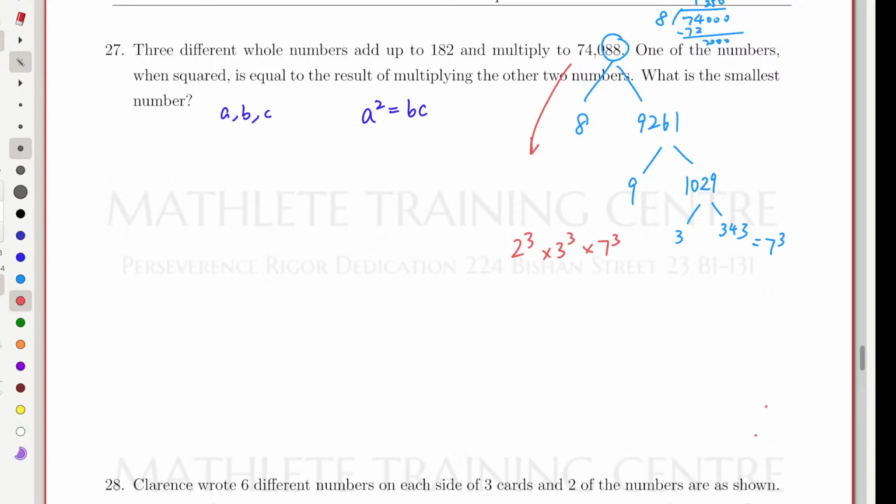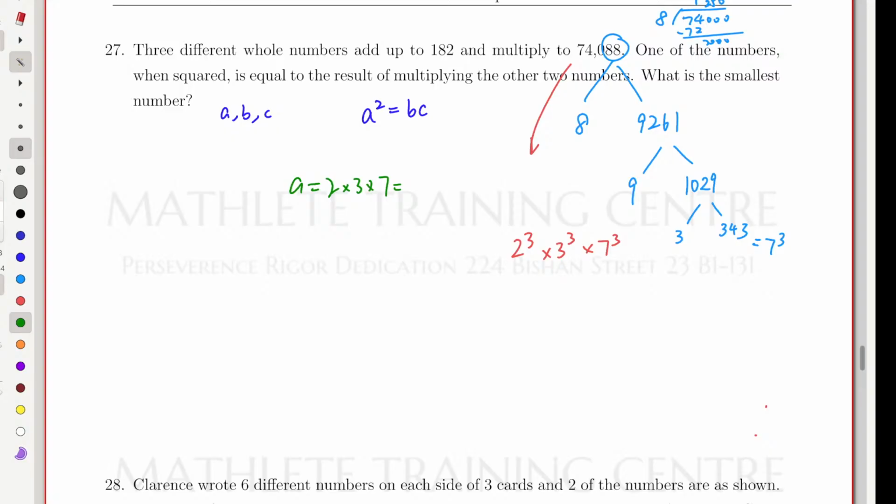Okay, so like that, how do I figure out what the numbers are? The idea is that we know exactly what A is. We know that A itself, this guy A, must be 2 times 3 times 7. Why must A be 2 times 3 times 7?